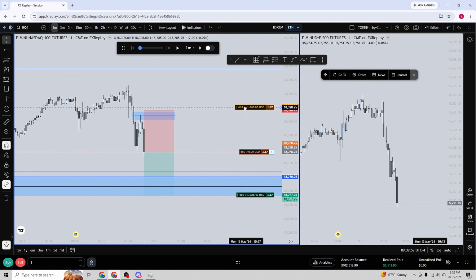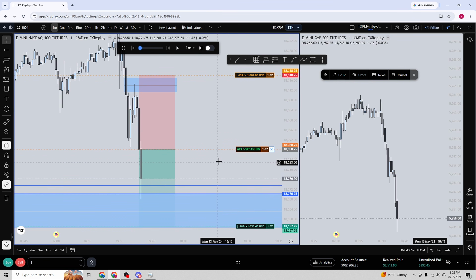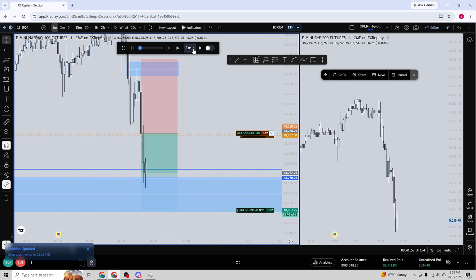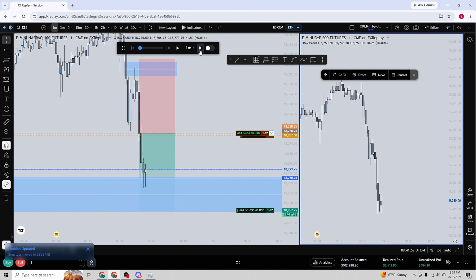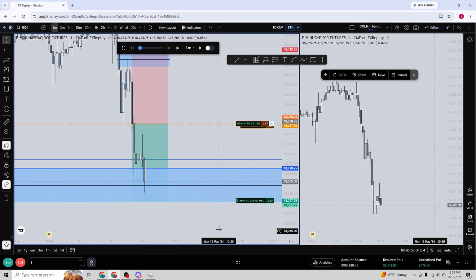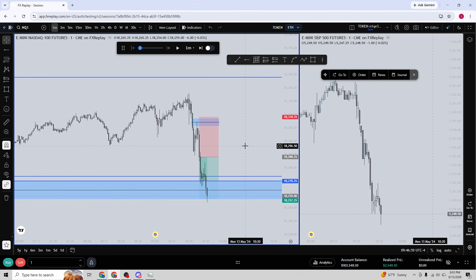I might put out the OB, but let's see. Really good flush. Not going to go break even yet. Okay, now I'm going to go break even because ES took the low. Good. Perfect. So this was a really good discretionary trade.